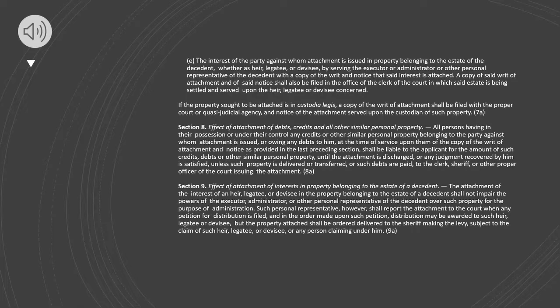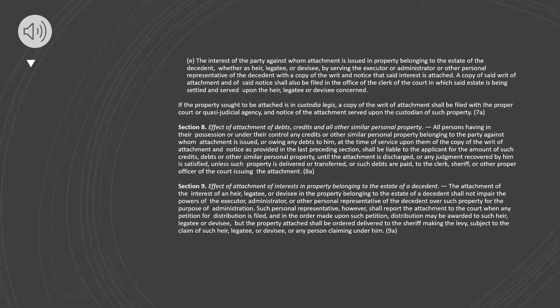All persons having in their possession or under their control any credits or other similar personal property belonging to the party against whom attachment is issued, or owing any debts to him, at the time of service upon them of the copy of the writ of attachment and notice as provided in the last preceding section, shall be liable to the applicant for the amount of such credits, debts or other similar personal property, until the attachment is discharged, or any judgment recovered by him is satisfied, unless such property is delivered or transferred, or such debts are paid, to the clerk, sheriff, or other proper officer of the court issuing the attachment.